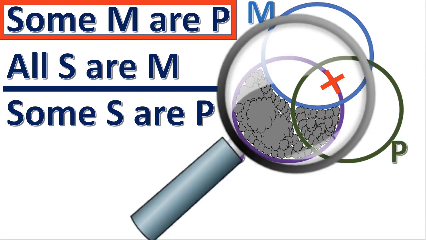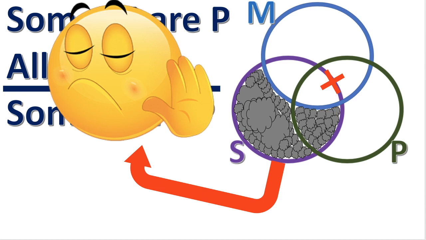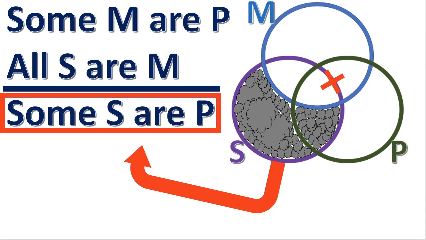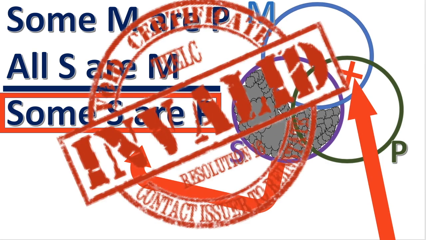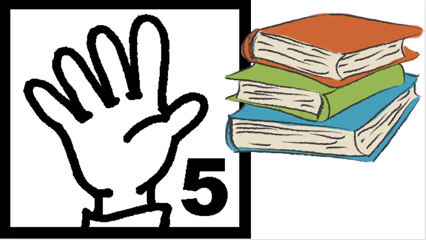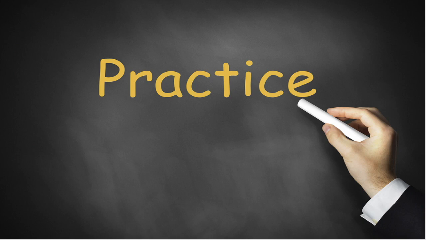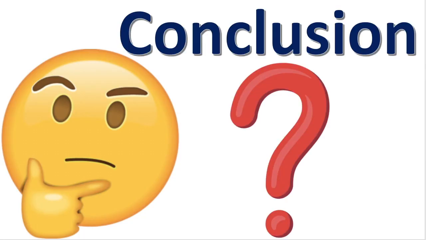Now check the diagram. Does it support the conclusion? The answer is no. The conclusion claims that some S are P, but the diagram is not conclusive. After all, the X could be here, so the syllogism is invalid. Anytime an X is placed in the middle of the line, the syllogism is always invalid. Next, we'll work 5 quick practice problems, then move to the next topic, which is about drawing missing conclusions.